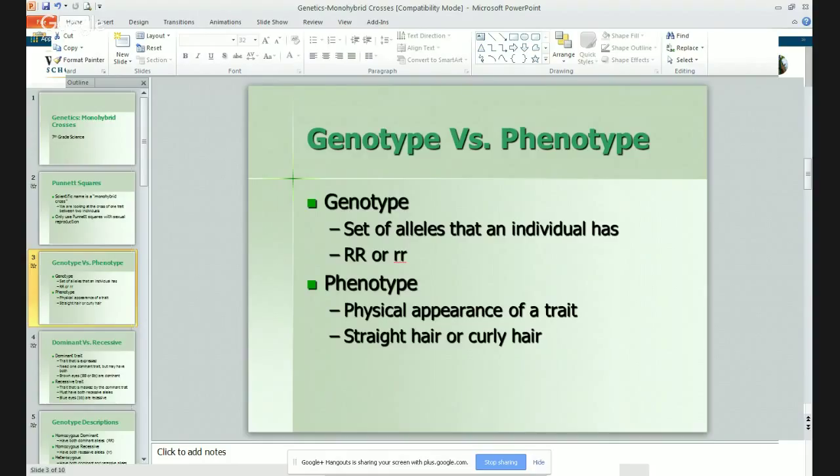So this is not going to tell you what you're going to look like. It's just going to simply tell you what genes you have. You may or may not show those genes. I've given you an example there, 2 capital R's or 2 lowercase r's.